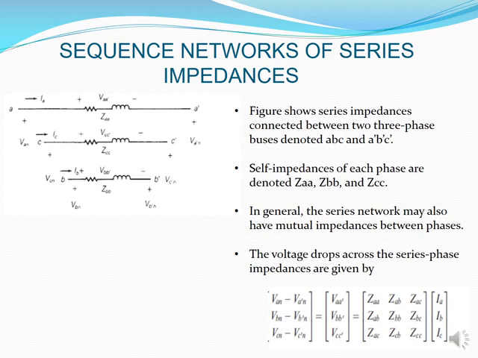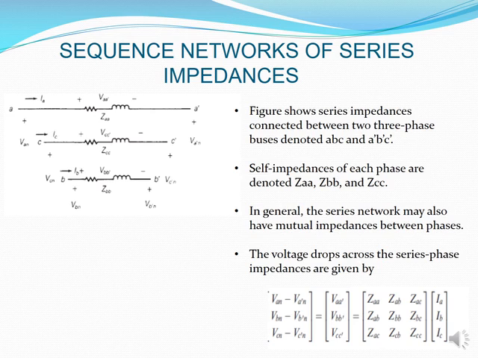Then we look at what we call a series impedance type of network. What it basically says is that you've got a two bus system, so you'll have a bus 1 and a bus 2. They've named your bus 1 phases as ABC and your bus 2 phases as A apostrophe, B apostrophe, and C apostrophe. Then the self-impedances in each of the phases can be denoted as ZAA, ZBB, and ZCC, moving from bus 1 to bus 2.